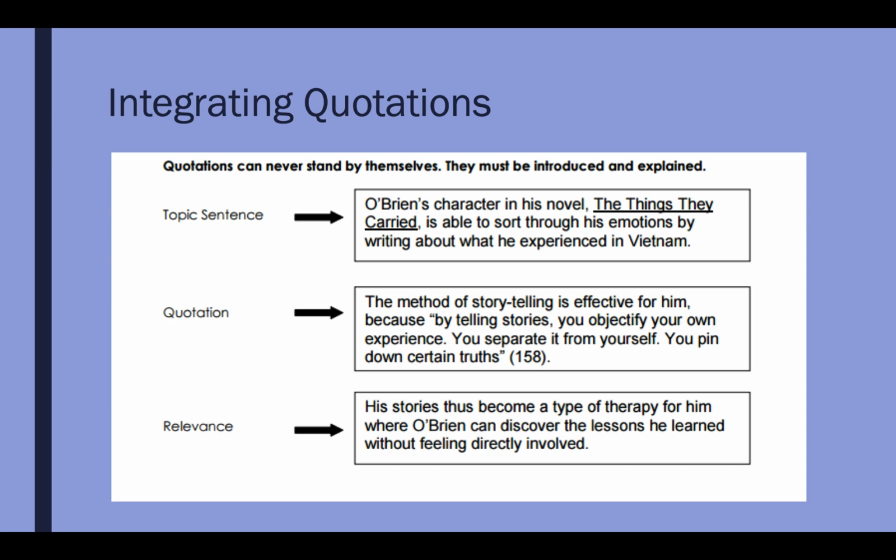Take a look at this one here. O'Brien's character in his novel, The Things They Carried, is able to sort through his emotions by writing about what he experienced in Vietnam. The method of storytelling is effective for him because, and here's where the quote is, by telling stories, you objectify your own experience. You separate it from yourself. You pin down certain truths. It also gives me the page number. Then you have to say why this is relevant, whatever you're saying. His stories thus become a type of therapy for him where O'Brien can discover the lessons he learned without feeling directly involved.